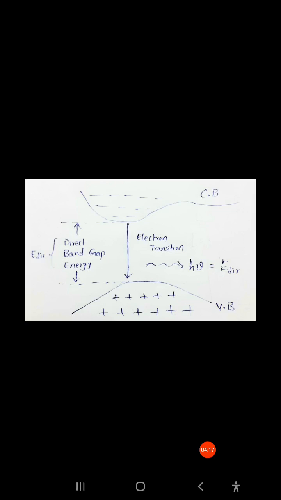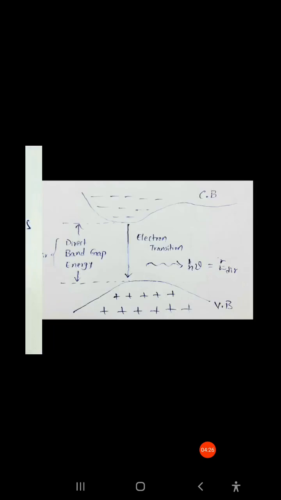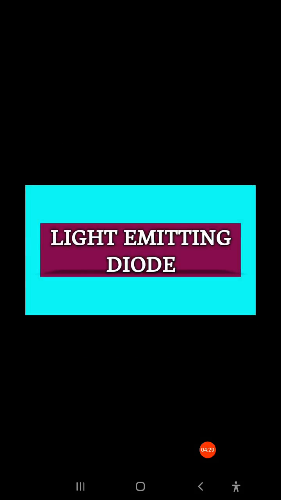What is a direct band gap material and what is an indirect band gap material, that we will see in the next video. So this is regarding the LED, the light emitting diode. It is one of the light sources used for optical fiber communication applications. These are mostly used in multimode fibers, because it can produce incoherent optical power, that's why it is used in multimode fibers. So that is regarding the light emitting diode introduction.